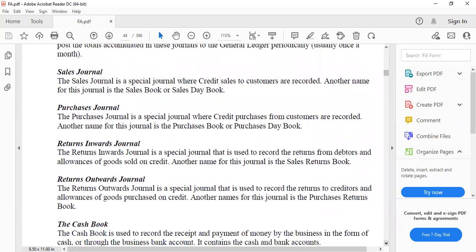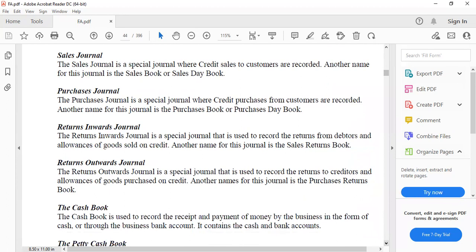Good. So far we have looked at those three. We shall go into inner details about them. Then we have the returns outwards journal. Returns outwards refers to purchases returns. You bought goods on credit, but you realized they were not of the quality and standards you needed. You return them. Then you have the return outwards journal. Therefore, the return outwards journal is a special journal used to record the returns to creditors and allowances on goods purchased on credit. Another name for this journal is the purchases return book.